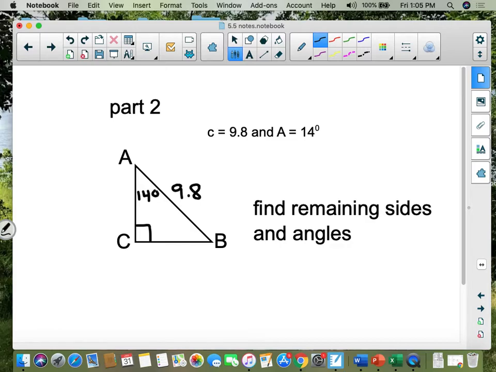We know everything about C. We know angle C, we know side C, it's opposite. We know angle A is 14. We need to find angle B. But if you know that this is 90 and this is 14, and you know that triangles add up to 180 degrees, you can add these two up and subtract from 180 to get the angle B, correct? 14 and 90 is 104. So that's 76 degrees.